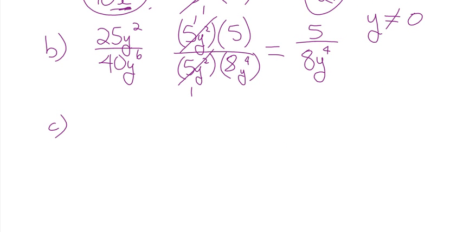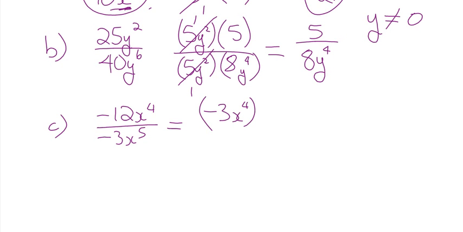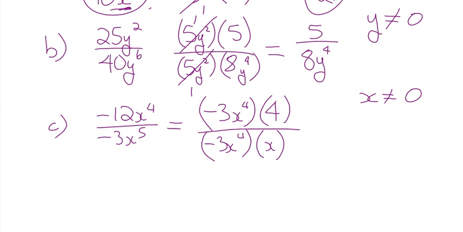Okay, one more monomial. Negative 12x to the 4th over negative 3x to the 5th. Okay, try this one yourself, right? So find the greatest common factor. Then factor the top and factor the bottom. Then state your non-permissible value. Then cancel the factors and be left with the simplified expression. Okay, so try it, then take a look up front.